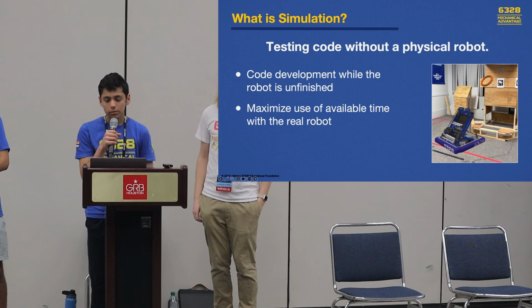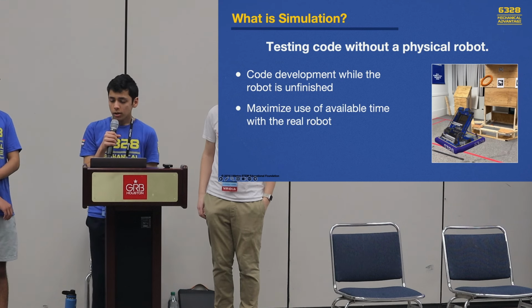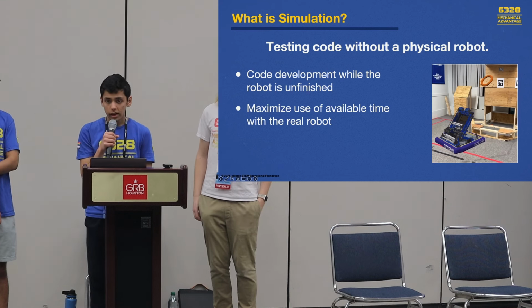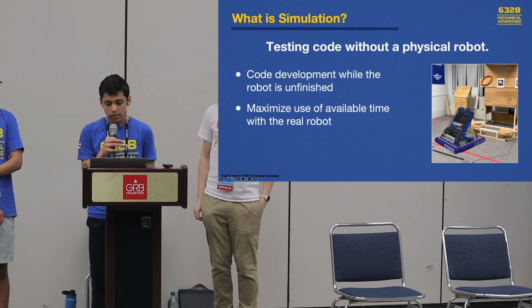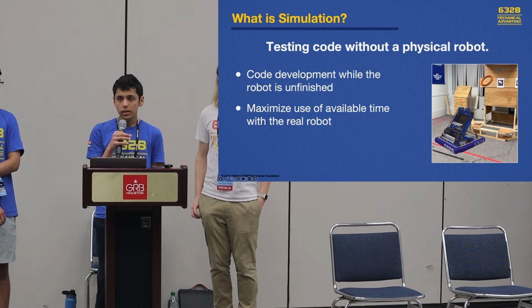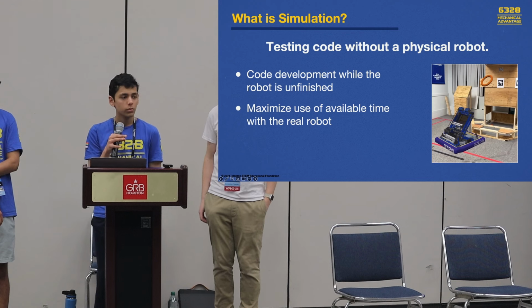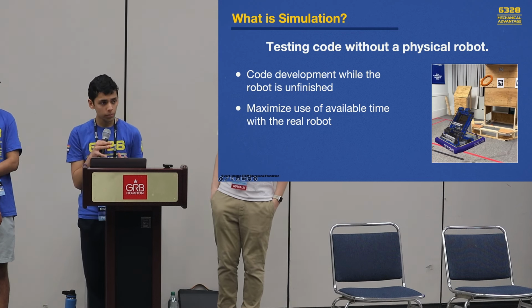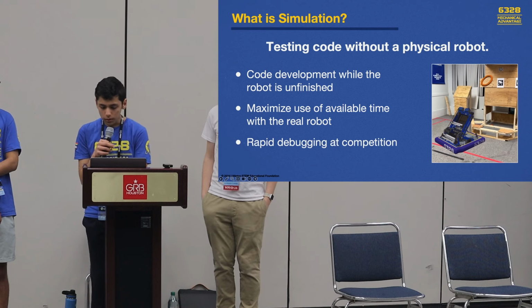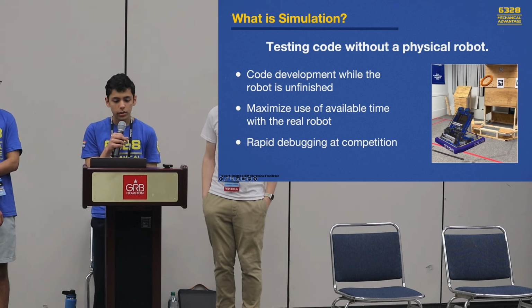Because we want to maximize our available time with the real robot. At competition and at home, the time with our physical robot is very valuable. So we don't want to waste it writing the fundamental code. Instead, we want to be able to simulate and work out the minor changes when we don't have the robot, so we can tune it to make our conceptual code fit the real robot when we actually have the robot.